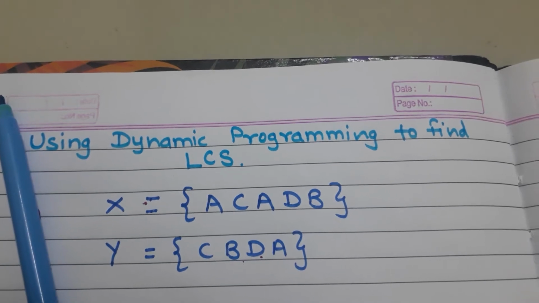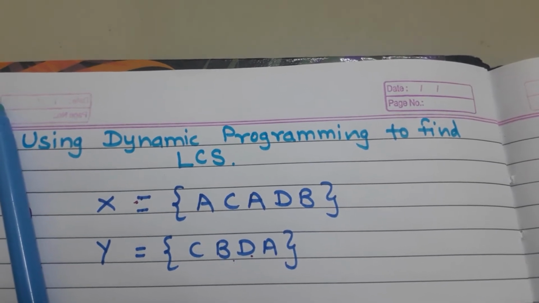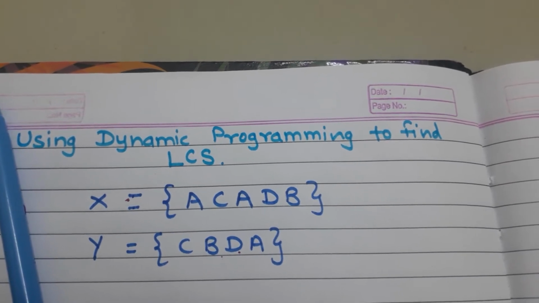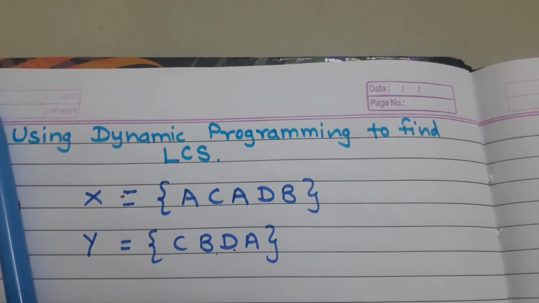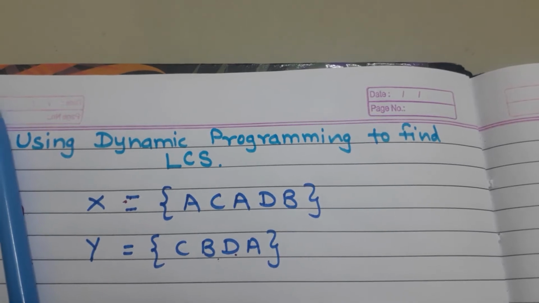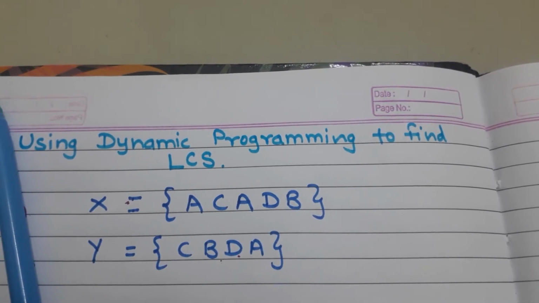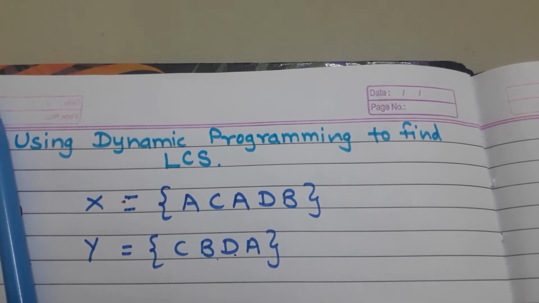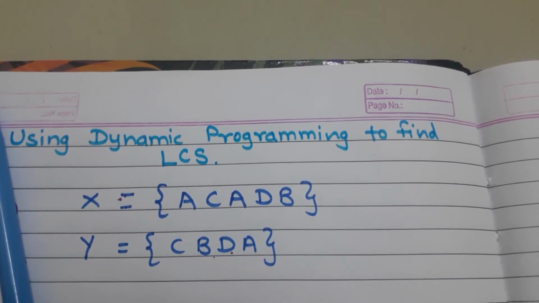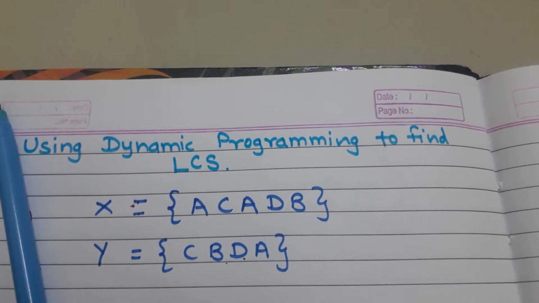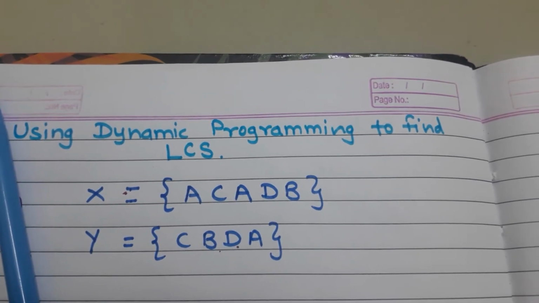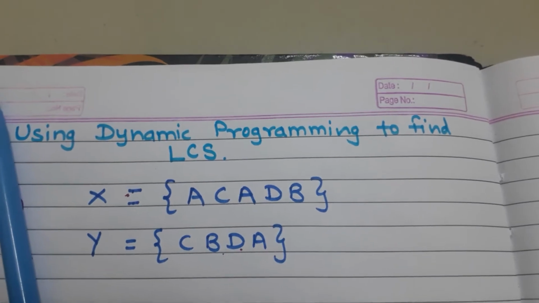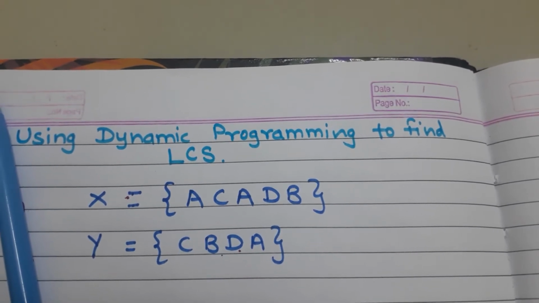Now here, to solve this longest common subsequence, we will use dynamic programming. Using dynamic programming, we have to find the longest common subsequence. So here X and Y are given. For X, the sequence is given, and for Y, the sequence is given. Such a sequence is given, and for that we have to find the longest common subsequence.